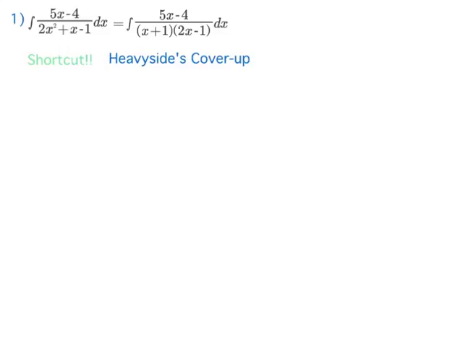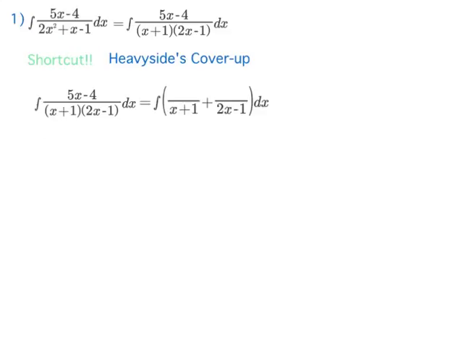You need to know the long technique because this Heaviside's Cover-Up does not work for every partial fraction integration problem, but it does work for every partial fraction integration problem that's on the AP exam. So this is what we're going to do. I'm looking at the factored form of the denominator, and I want to figure out what those numerators are when I break it up into the sum of two linear denominator fractions.